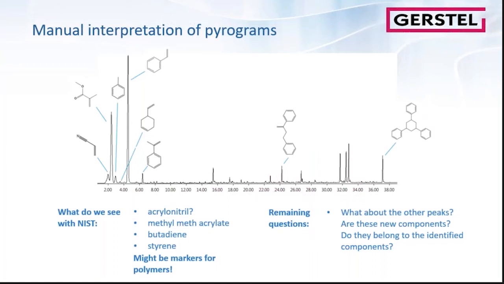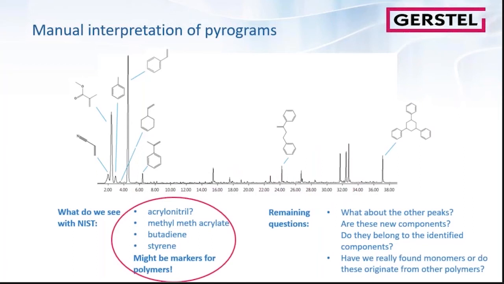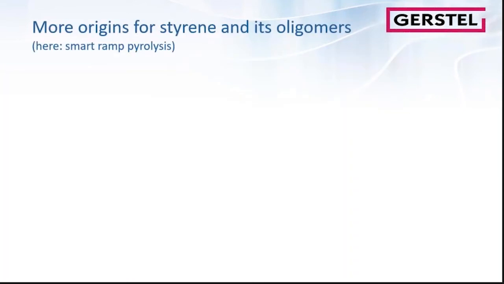And then there's another question. Are all these already identified molecules really markers for polymers? Or are these also decomposition products from other components or from other polymers? So it looks like on the first glance that the information is quite okay, but when we think about it, nothing is clear here. And especially the last point, are these really markers? What we have already identified, I want to dig a little bit deeper into this on the next slides.